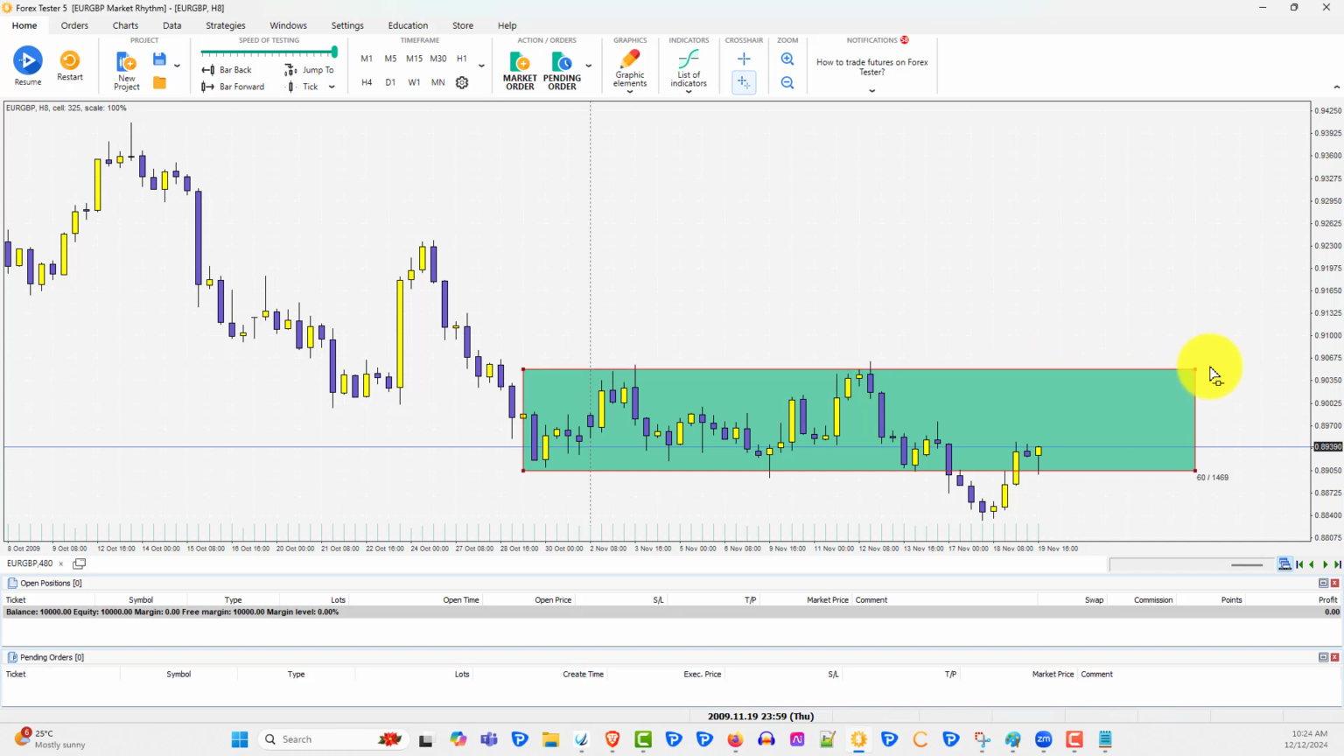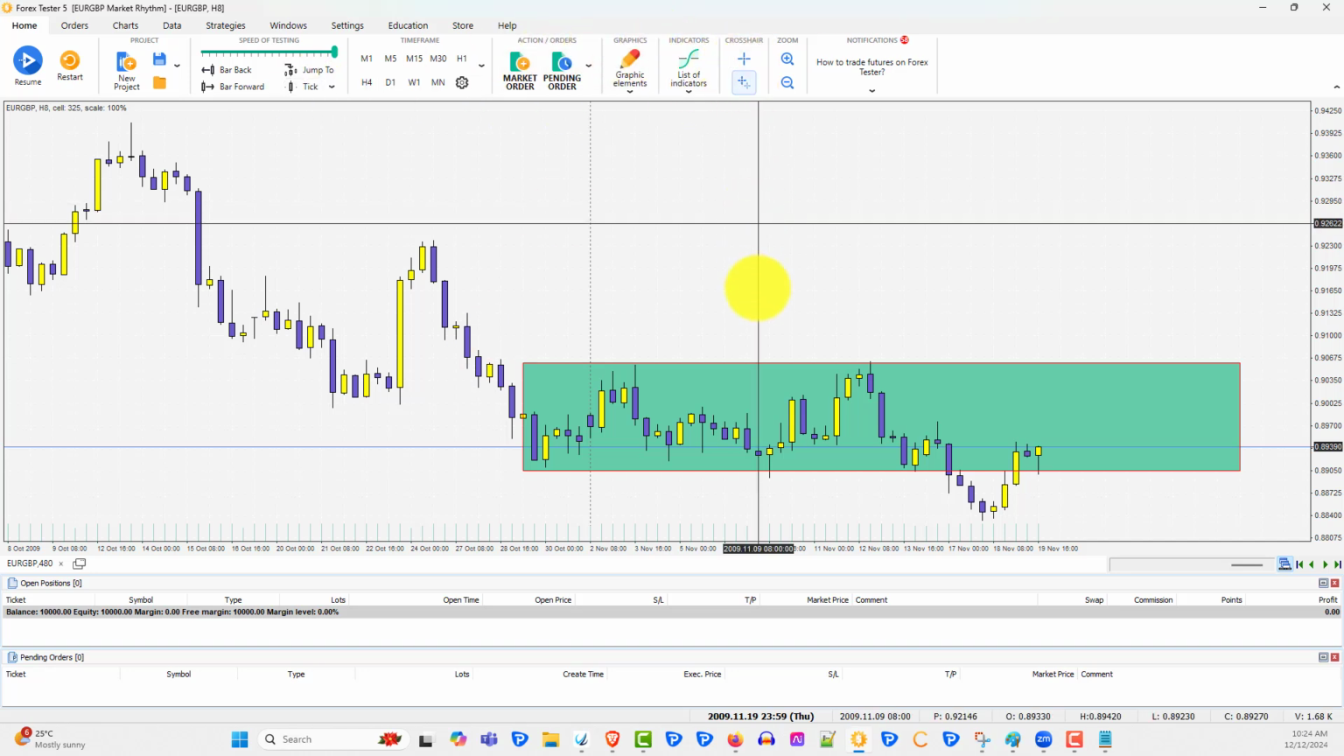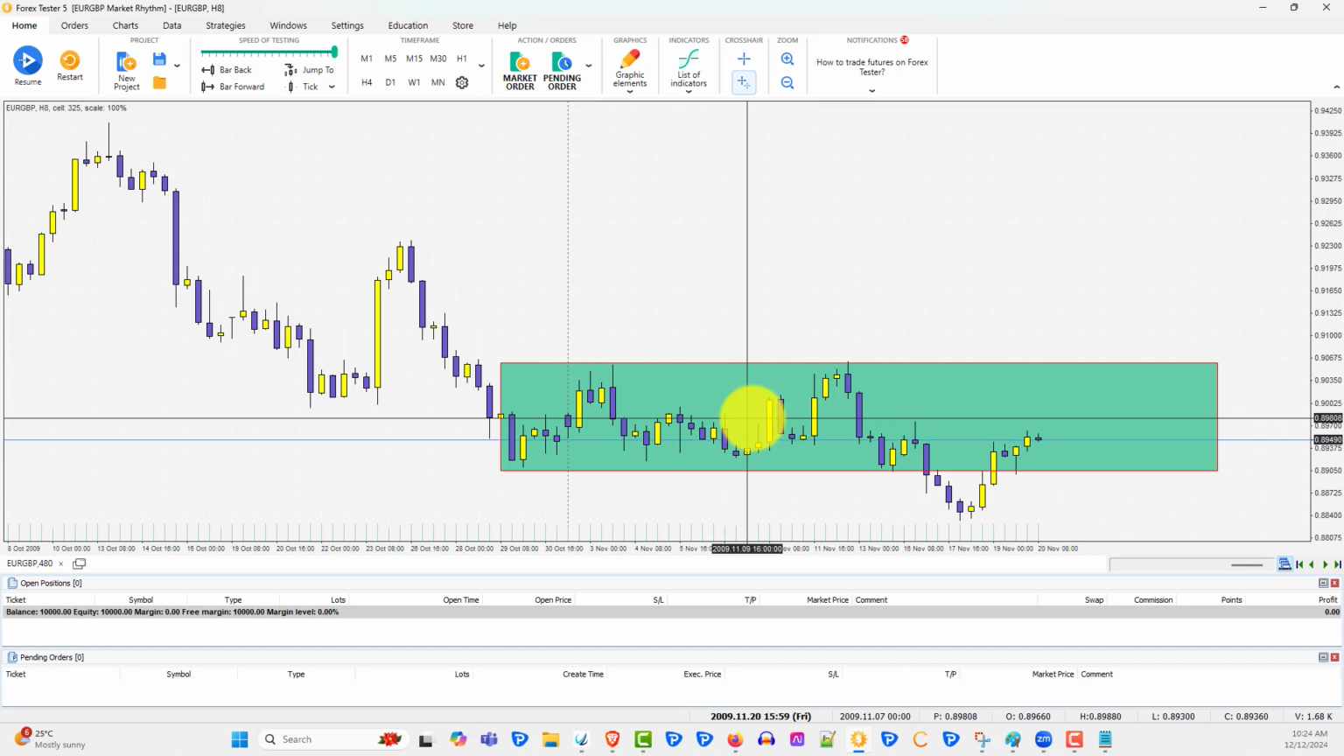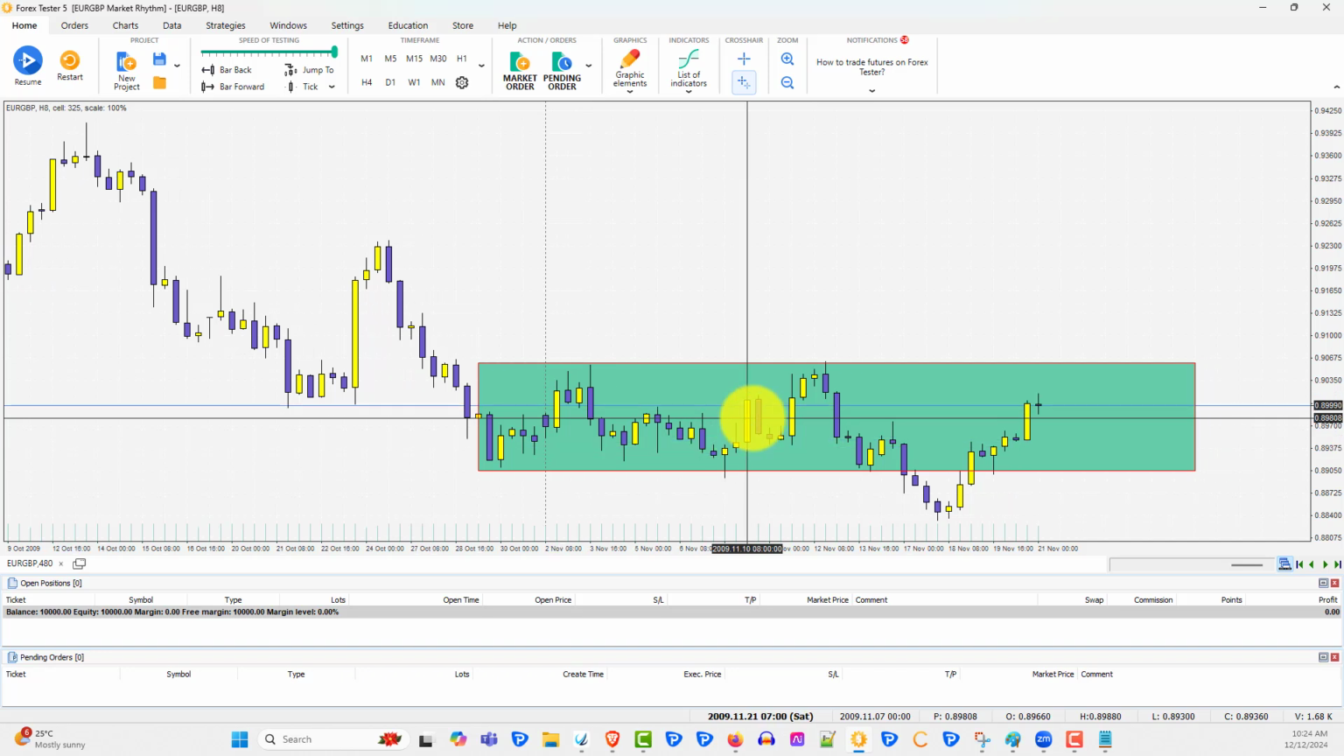All right, next. So now we are back in the box. We're showing support here. So what are we going to do? Probably, well, first of all, we're probably going to go to the middle of the box, which is right here at the very least. And then if we can get through that, we're going to go to the other side of the box. Okay, we're going to the other side of the box, right? Okay, we've wicked back down to the middle of the box.